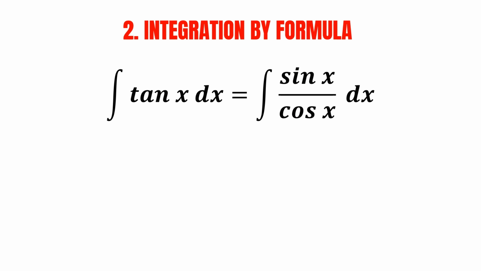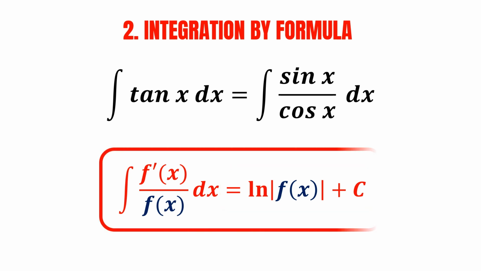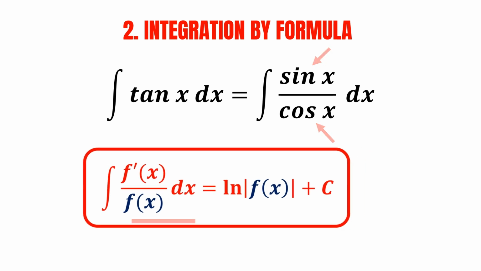According to the formula, when we are given a function, let's say f of x, which is in the denominator, and its derivative in the numerator, and we want to find the integral of this particular fraction, it would be the natural log of the absolute value of that function, f of x, plus the constant c. At this point, we have cosine x in the denominator and sine x in the numerator, which is similar to the situation described by the given formula.